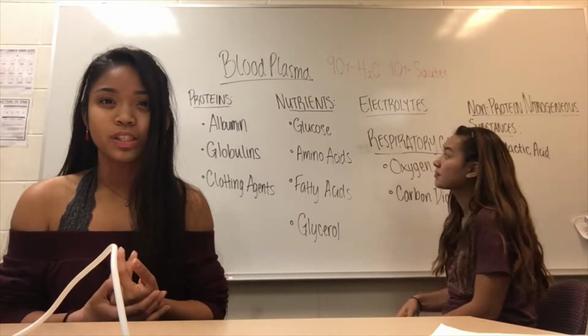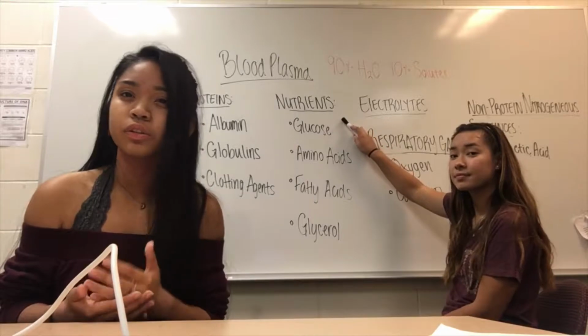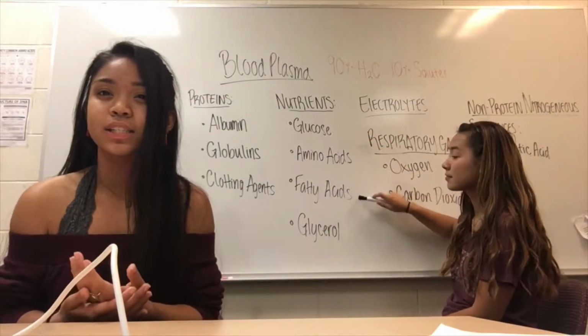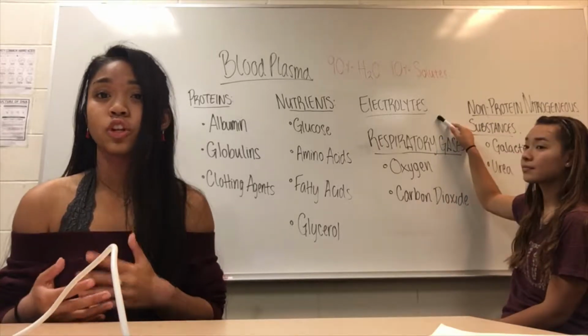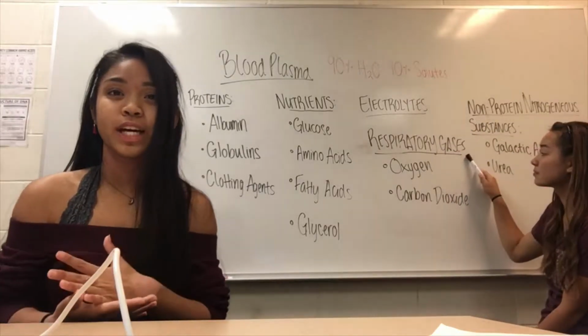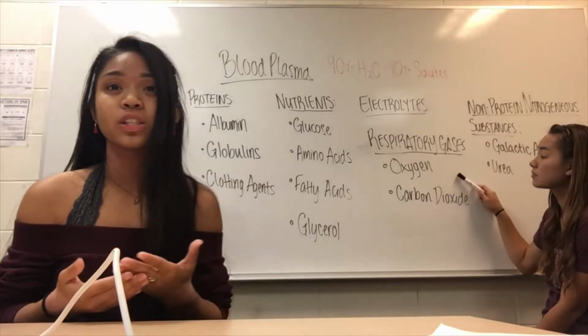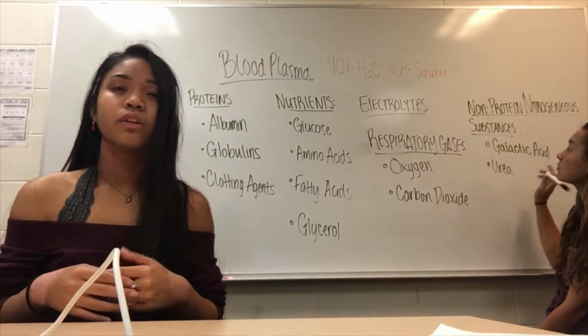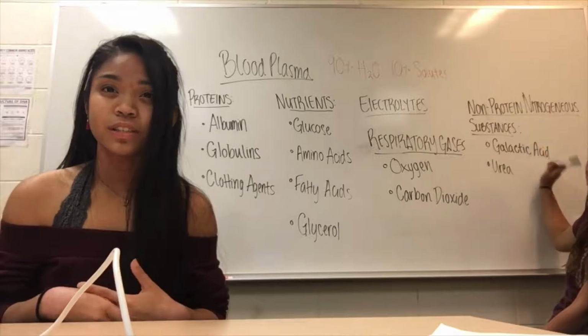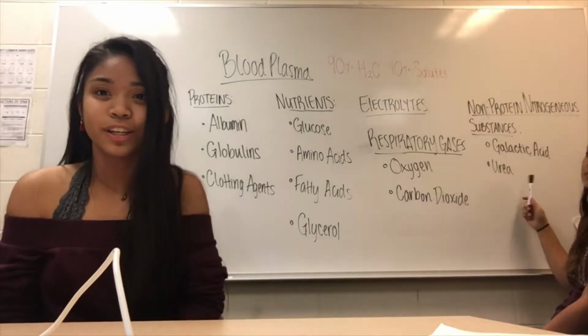Moving next to nutrients. Different nutrients are like glucose, amino acids, fatty acids, and glycerol. There are also electrolytes in the plasma, such as salt, that are charged particles. There are also respiratory gases, such as some oxygen is dissolved in plasma, but there is more carbon dioxide than oxygen. There are also non-protein nitrogenous substances, which involves lactic acid and urea.